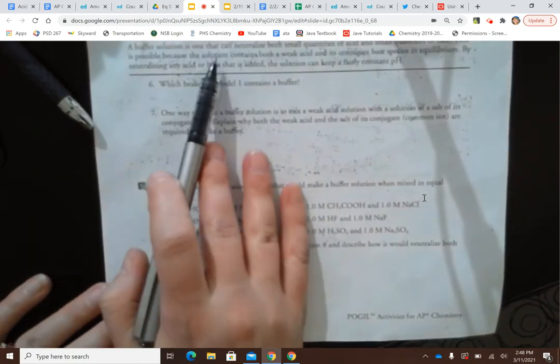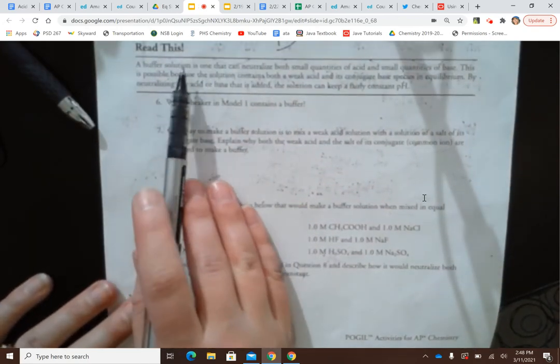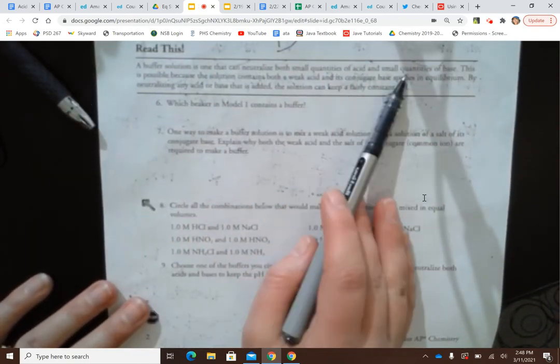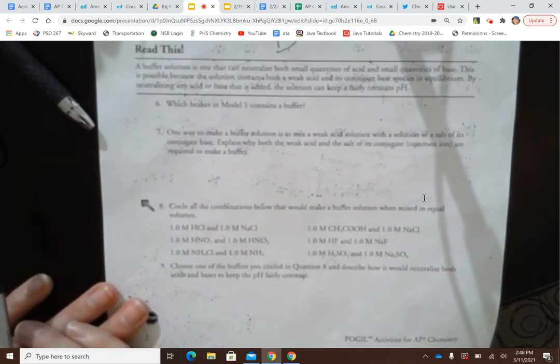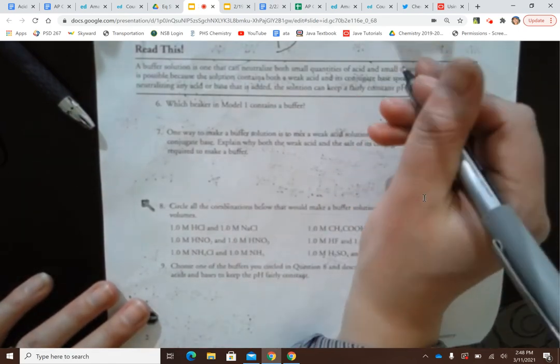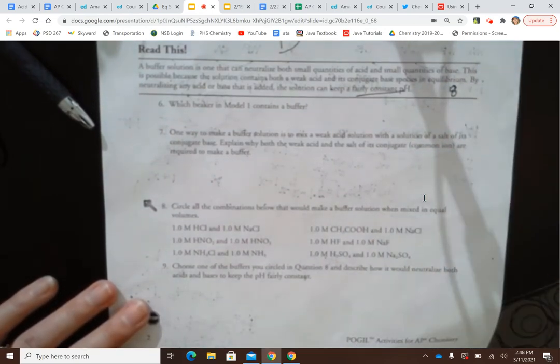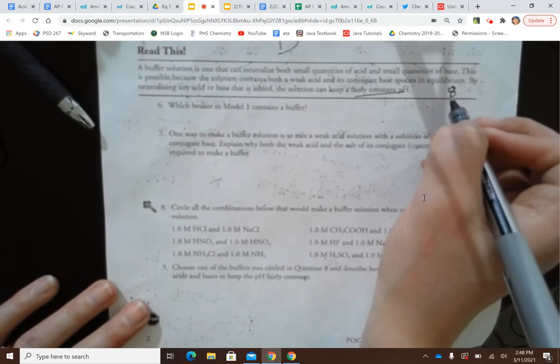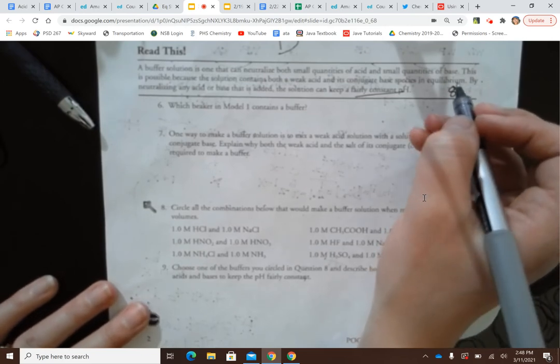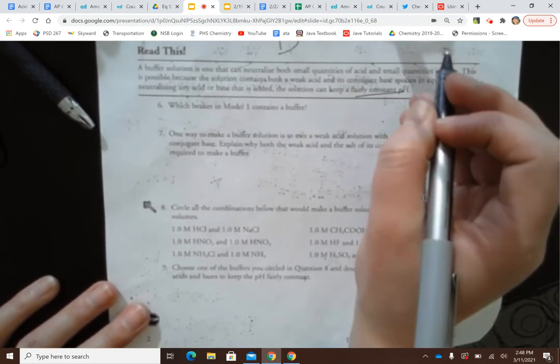So what is a buffer? It's a solution that can neutralize both small quantities of acid and small quantities of base. Really cool. We need these. They keep a fairly constant pH. This is how your blood works. Your blood needs to be around an 8 pH. It's a little bit basic, and it needs to stay the same to get all the proteins and enzymes and everything in your blood to keep working. They have to be there.